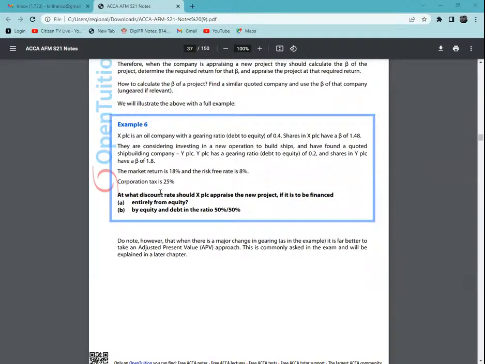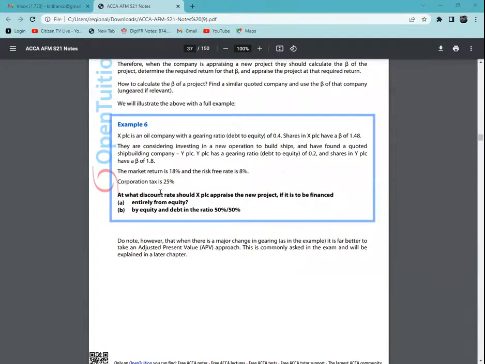You're told here XPLC is an oil company whose gearing ratio, debt to equity, is 0.4. Shares in XPLC have a beta of 1.48. They are considering investing in a new operation to build ships and have found a quoted shipbuilding company, YPLC. YPLC has a gearing ratio of 0.2, and the shares in YPLC have a beta of 1.8.